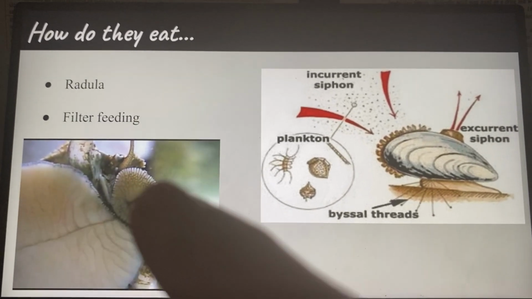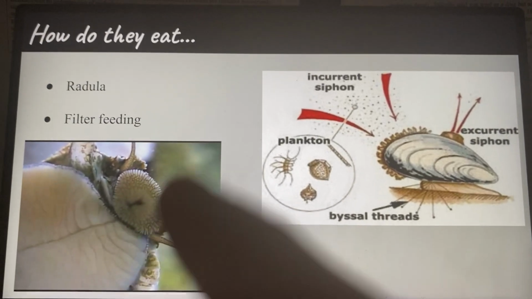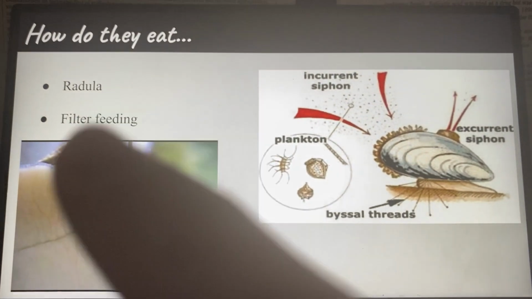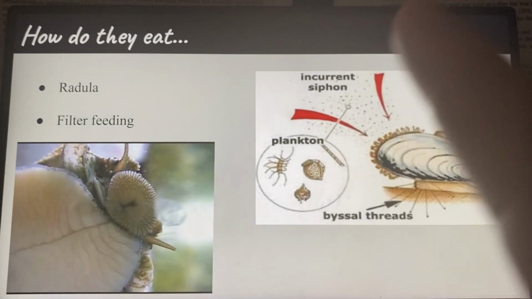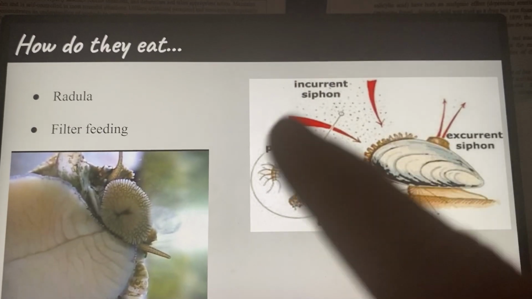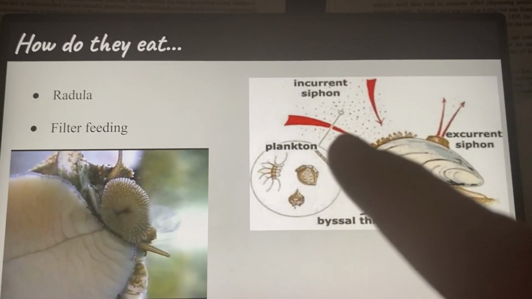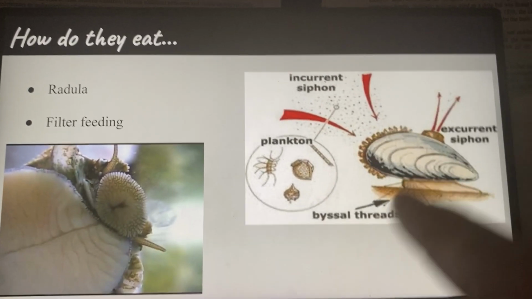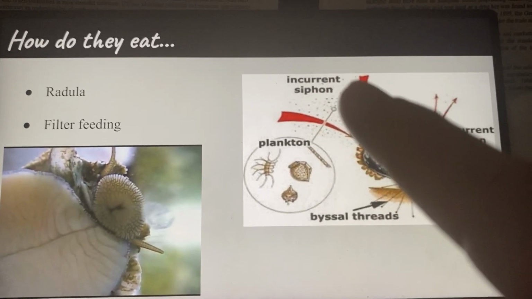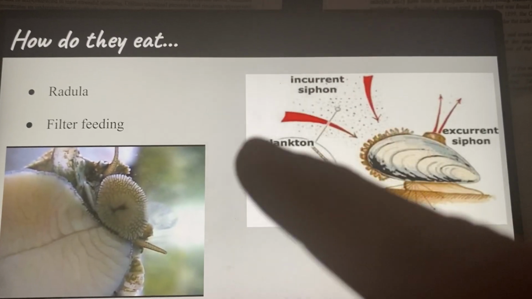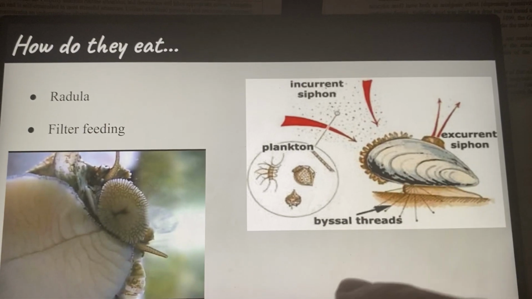So like I said, they're going to use that radula, or this textured area around their mouth. All right, they also can do filter feeding. This is going to be for bivalves. So filter feeding means that the organism is going to consume oxygen from their gills for cellular respiration, and they're going to bring in those particles along with the water that they use to breathe.